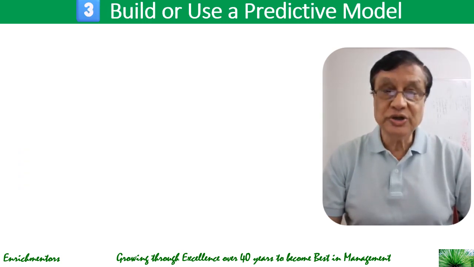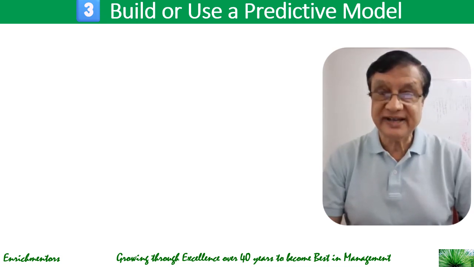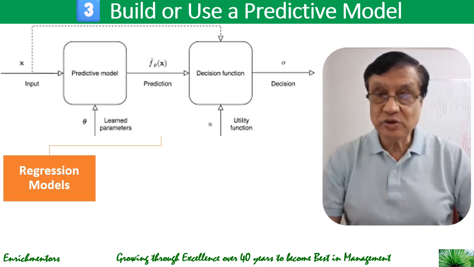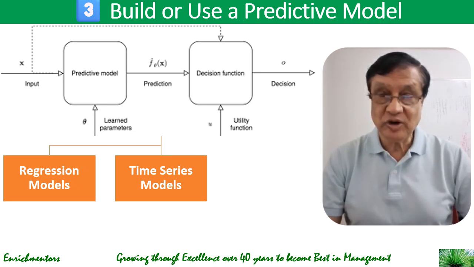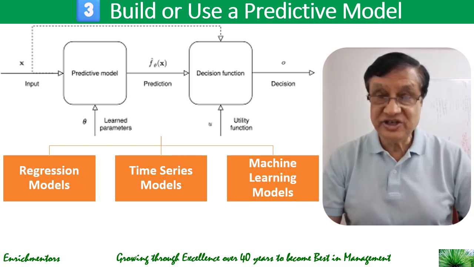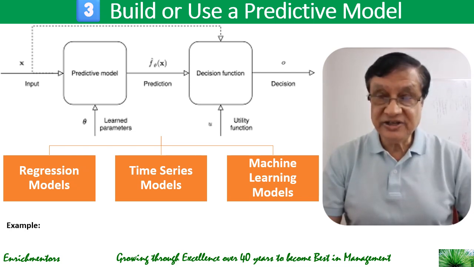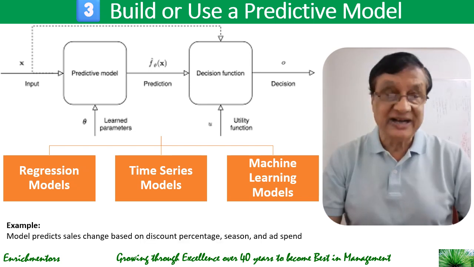Then you need to build or use a predictive model. The predictive models can estimate the outcome of each decision option, and common models include regression models, which could be linear or logistic, for predicting continuous values or probabilities. You could use a time series model like ARIMA or Prophet for forecasting over time, or you could use machine learning models like random forest, XGBoost, or neural networks for more complex relationships. A good example of this would be a model that predicts sales change based on the discount percentage, season, and ad spend. So that's how you would use a predictive model.